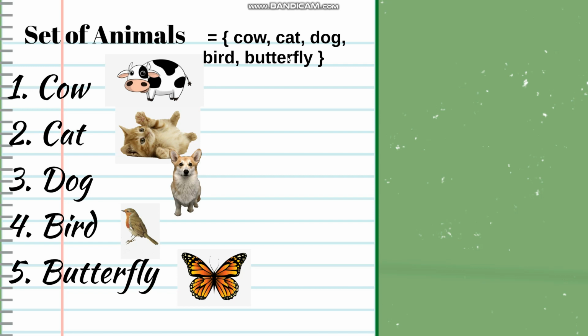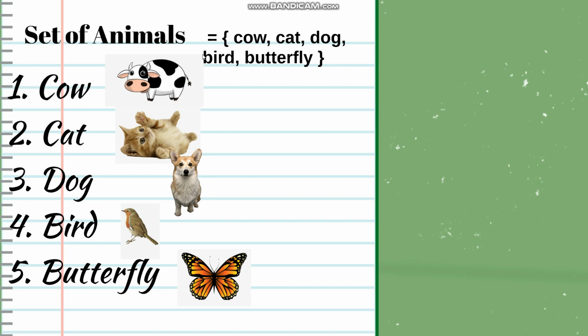How could we make it not a well-defined set? For example, we would add, let's say, pencil. We would add pencil here: cow, cat, dog, bird, butterfly, pencil. Then it is not a well-defined set anymore.